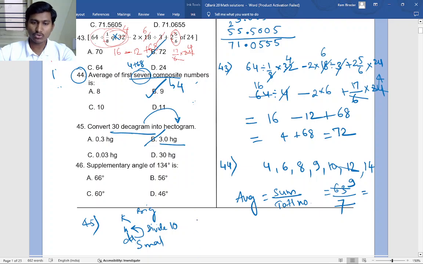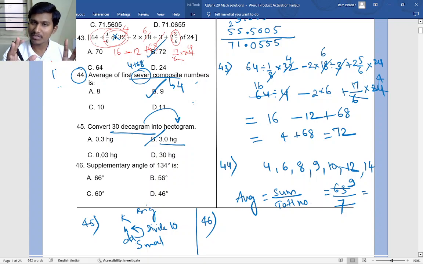So now let us go for the 46th question. What is the 46th question? Supplementary angle of 134 degrees. So you already know what supplementary means. Supplementary means the angle sum should be 180 degrees.